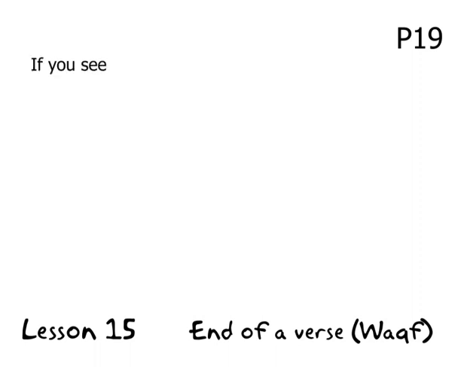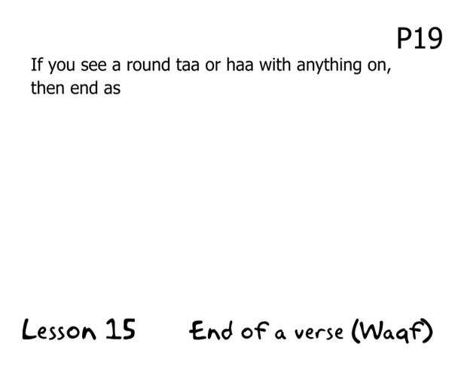The last one, basically, if you see a round ta or a round ha with anything on, then end as ha sakin. Whether it's attached to a letter or not, it's not the point. If you see a round ta, we're not talking about the normal ta, the open one with the two dots on top. We're talking about the round ta now, and the round ha. Then all we have to do in all these states is change it into a ha sakin.